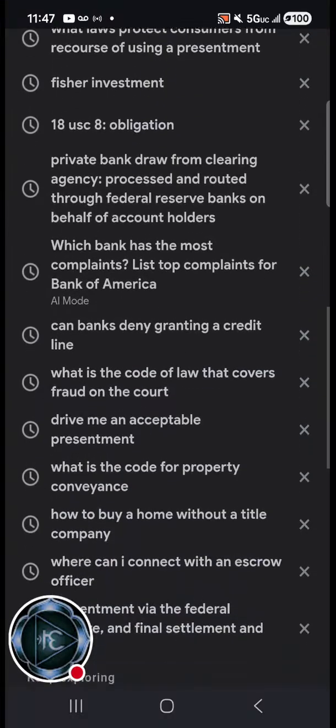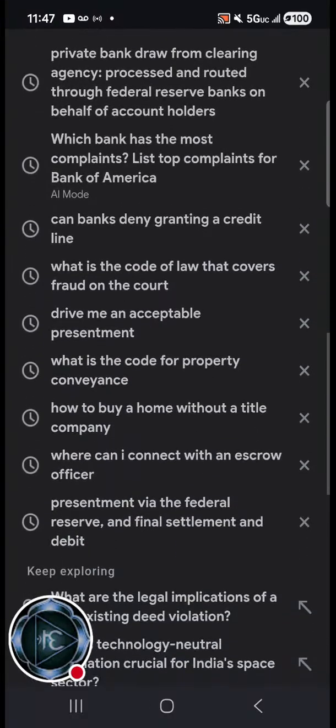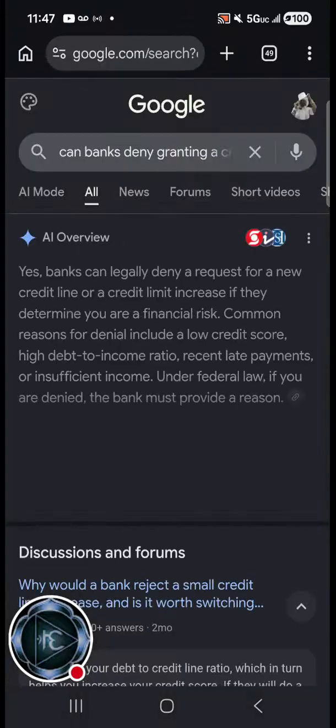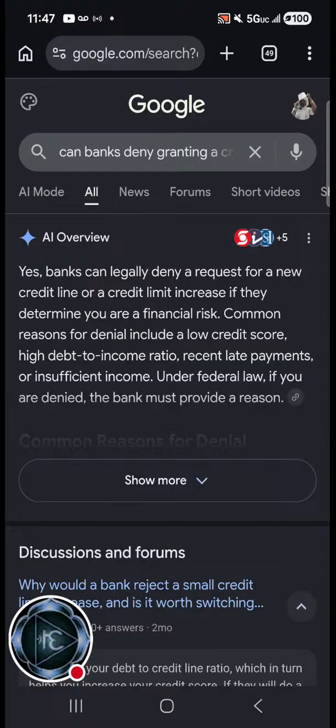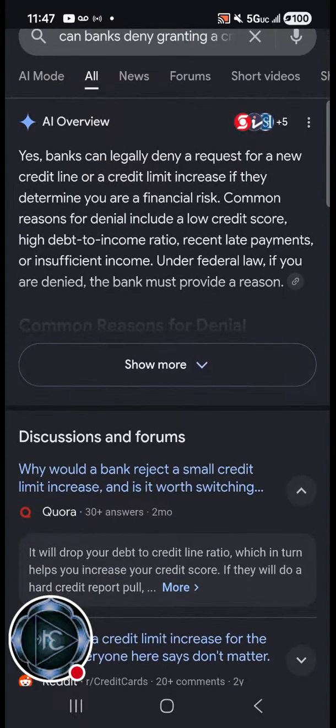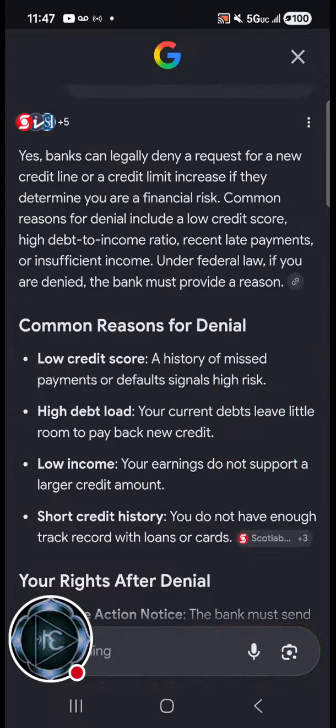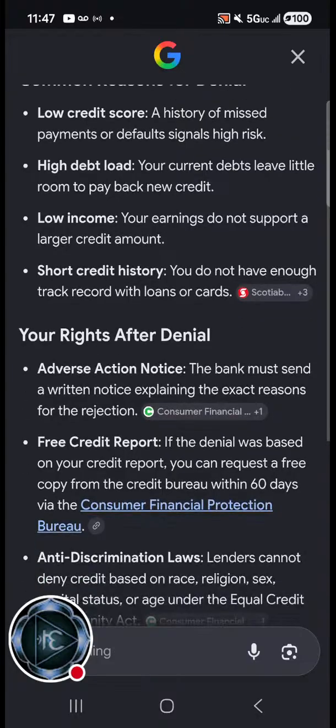I said, can banks deny granting a credit line? Okay. And it said, yes, they can deny you. All right. Which I knew was incorrect. But see, if you don't know that it's not correct, then you would just accept whatever the AI says.